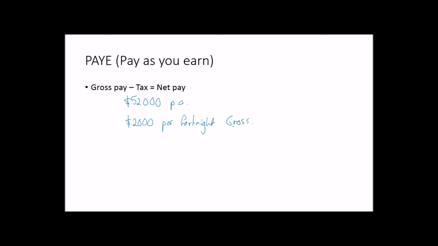Now, someone earning $52,000 is going to be paying some tax. So let's say that the tax that they're going to pay is $500, which might be a little bit high. So to work out their net pay, which is the amount they're going to take home, all we do is we just go the gross pay, $2,000, minus the tax of $500, and we get our answer of $1,500 as our net pay, or take-home pay. So that's pretty straightforward.